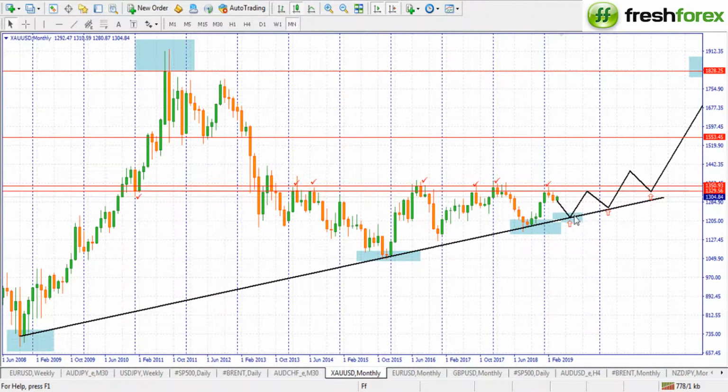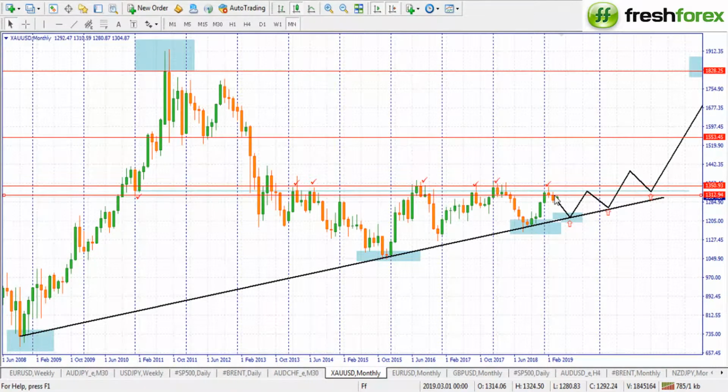We expect price to go up to somewhere around this trend line. So the best place to sell gold now is at the opening of the previous month's candle, which is somewhere around here. This is the correct place to look for a sell from.